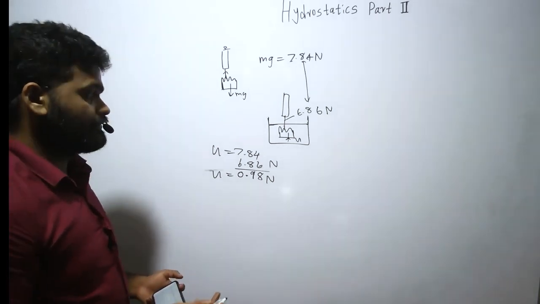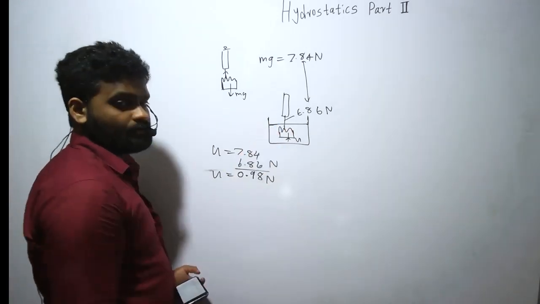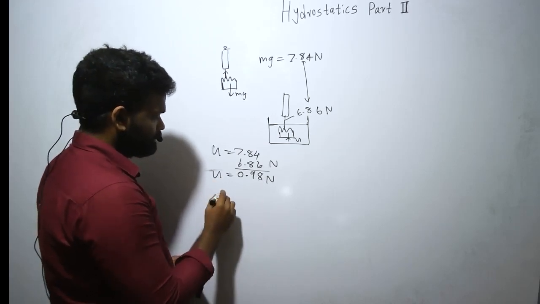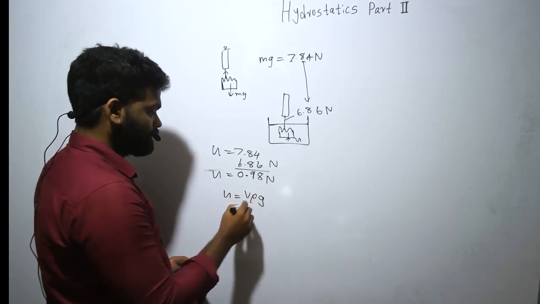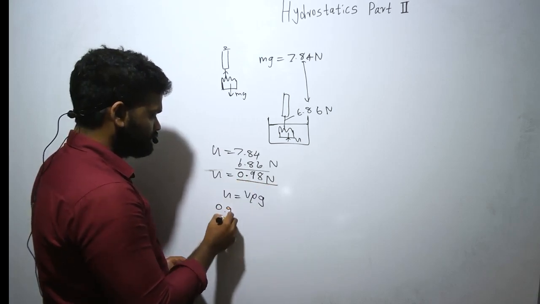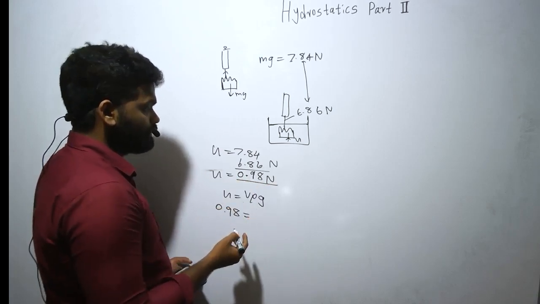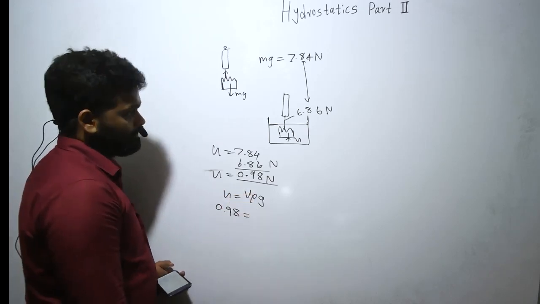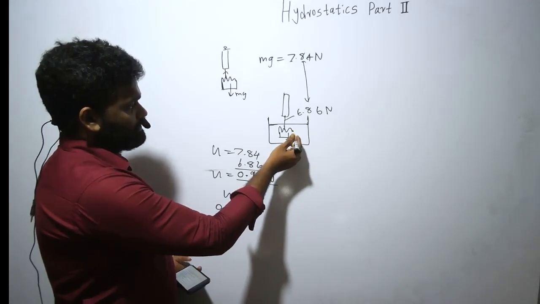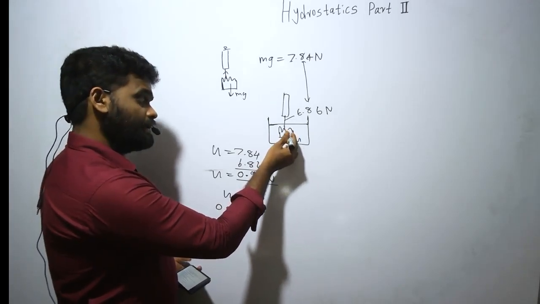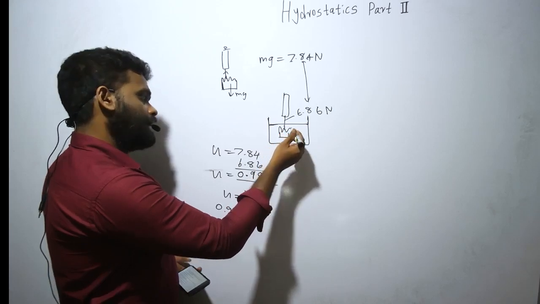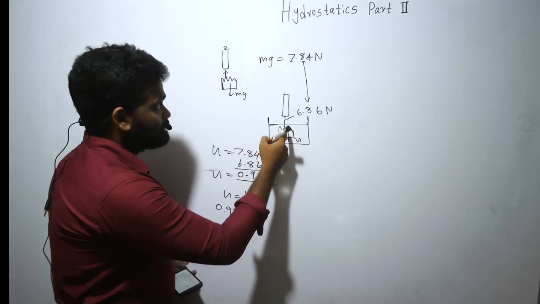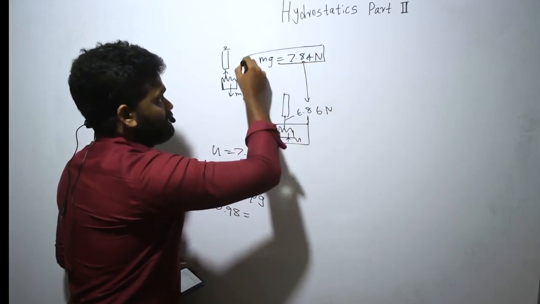So to find the density of the crown material, we need to go for an equation. We already know the upthrust. So you know upthrust is equal to V rho g. So instead of upthrust, you can write 0.98. It is known, right? Then the volume. How do you write the volume of the crown? You can write the volume of the crown by dividing mass by the density of the crown material.